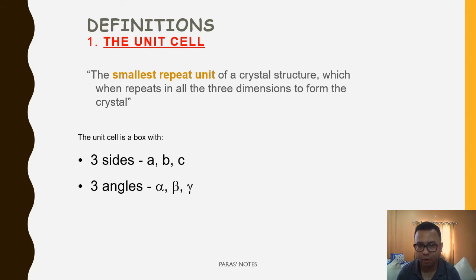Now in a unit cell, we call them parameters. Unit cells are recognized by their parameters. There are mainly two kinds of parameters. One is the parameters of sides, that is length, breadth and height, and the other is the parameters of angles.